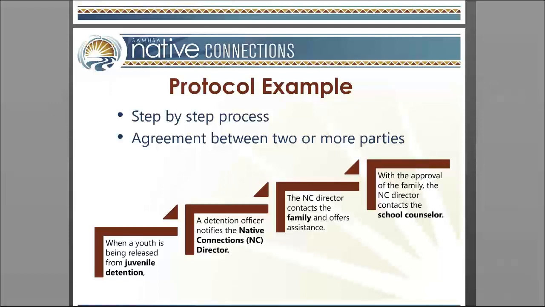Now in our protocol example, here's another way to look at it, a step-by-step process. Again, this outlines who's going to do what, the steps they'll take, and the documents to use. So you can see beginning on the left side, the youth is being released from juvenile detention. The detention officer notifies the Native Connections director. The director contacts the family and offers assistance. And then with approval of the family, the director will contact the school counselor. So you can see in this example, we have 4 different parties to this agreement.